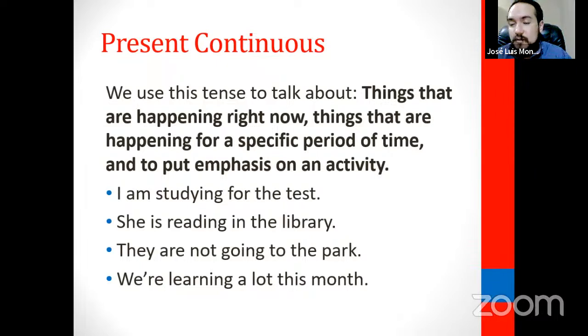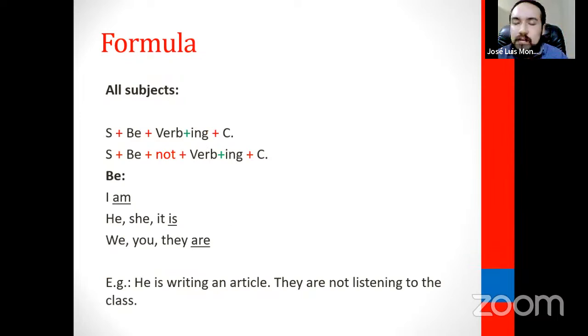And the last one is clear in that sense, right? We're learning a lot this month. It's not specifically or exactly happening now, right now, but it's something that is happening this month. And again, that is going to be very important. All right. The formulas again are very clear, right? We are doing, they are not doing, any verb plus ing. So this is pretty simple.